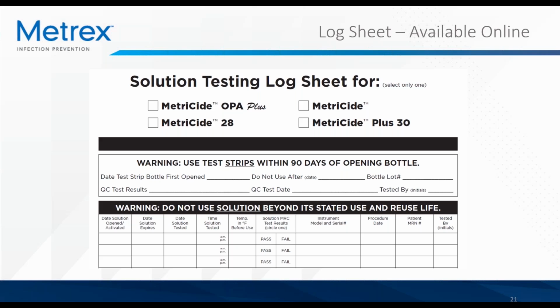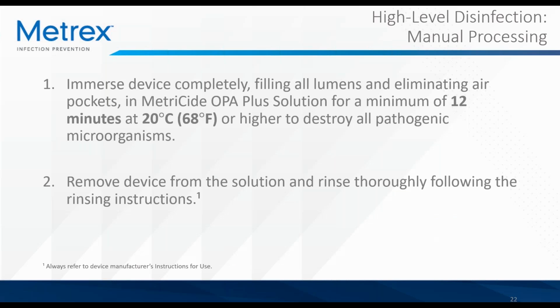Now we're going to go through the procedure for both manual processing and automated processing for our MetriCide OPA Plus solution. So this is getting into the actual high-level disinfection. You've confirmed your solution is within its expiration, within its reuse period, and contains at least the minimum recommended concentration of OPA as told by the test strips. Now you can soak your semi-critical device into the MetriCide OPA Plus solution for high-level disinfection.